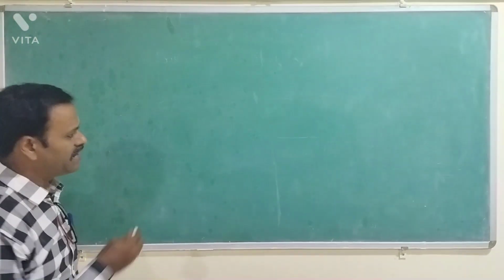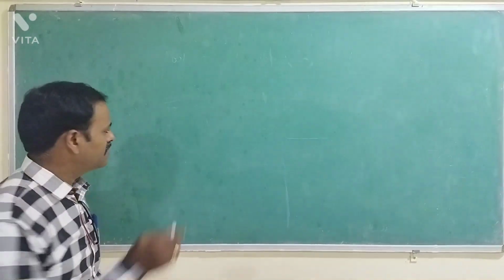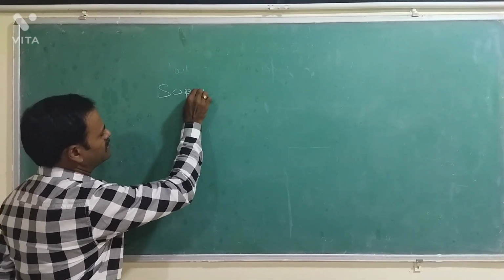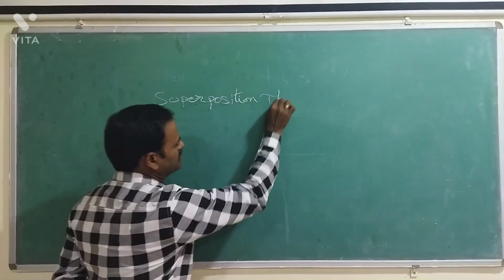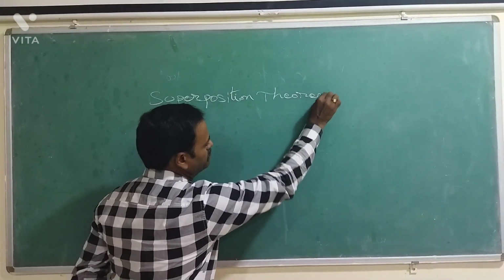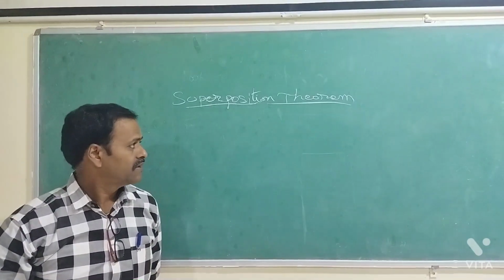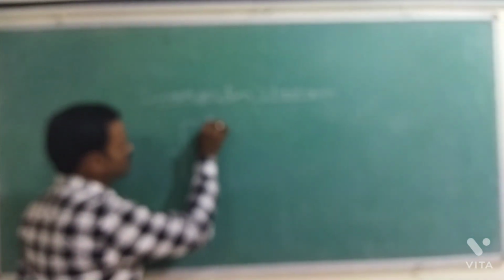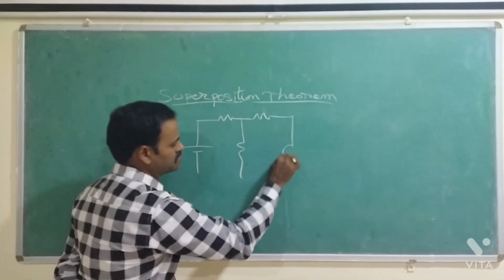Now, let us verify the superposition theorem for a simple DC network. As already stated, let us consider one simple example. It consists of a voltage source, 3 resistors and a current source.